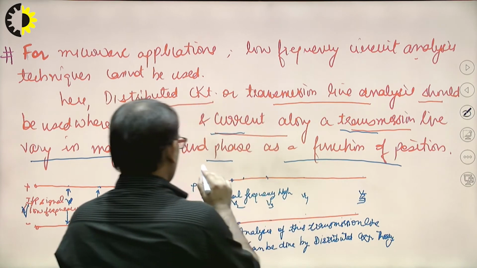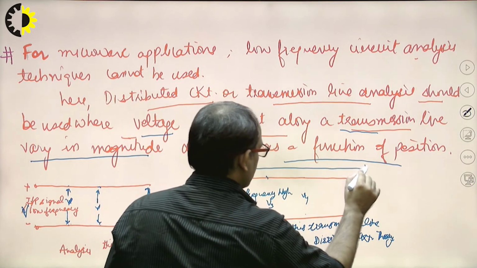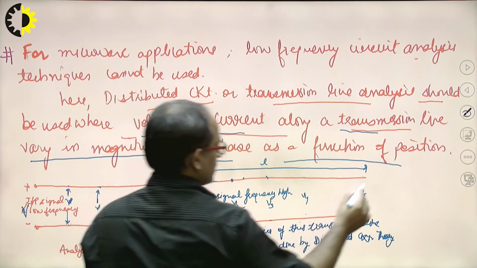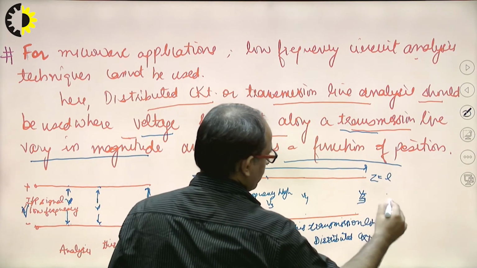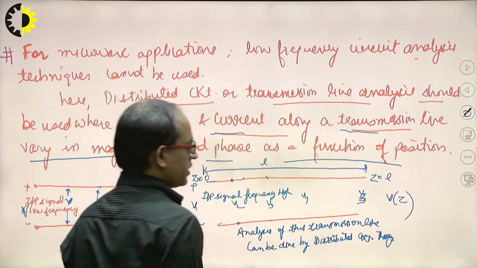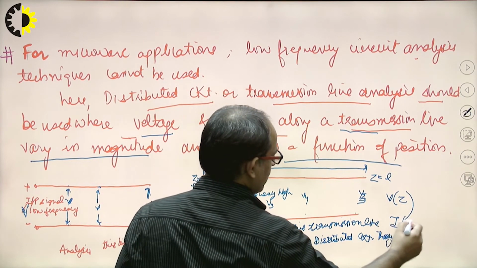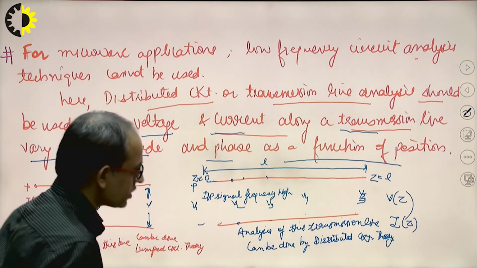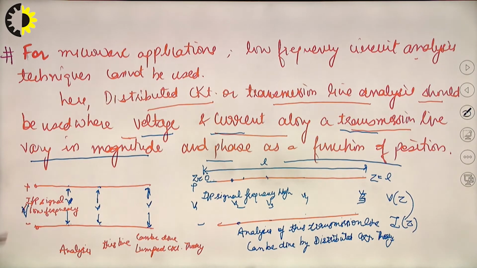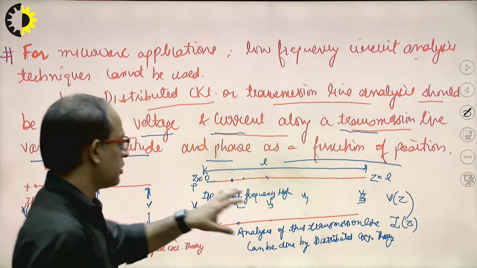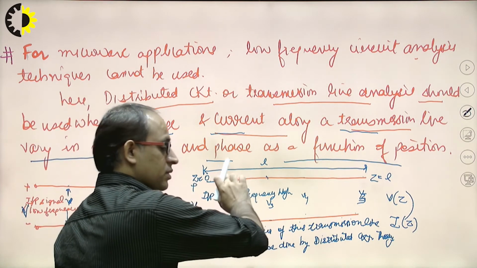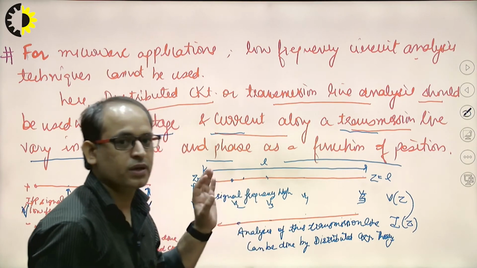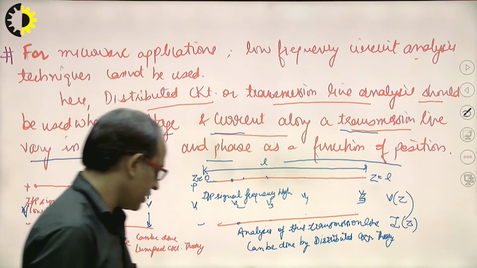So if this is a line of length L, with Z equal to 0 here and Z equal to L here, then voltage will be a function of Z, and current will also be a function of Z. So this one is the distributed circuit theory and this one is the lumped circuit theory. And why is this distributed circuit theory? Because the lumped characteristics, inductance and capacitance, cannot be neglected at high frequency.